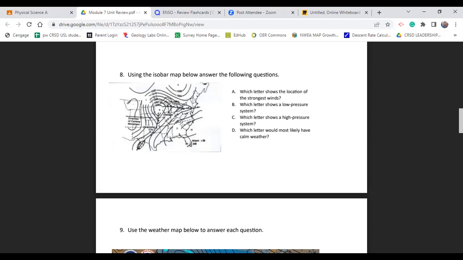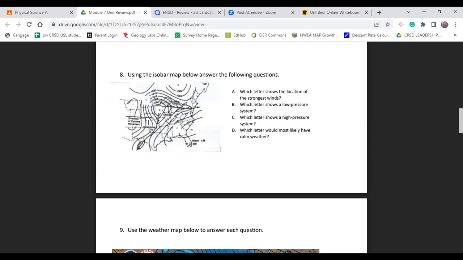I made a video that shows you how to do it. If you just go to the video, an isobar is a line of equal pressure. You just connect the dots of the same pressure, right?